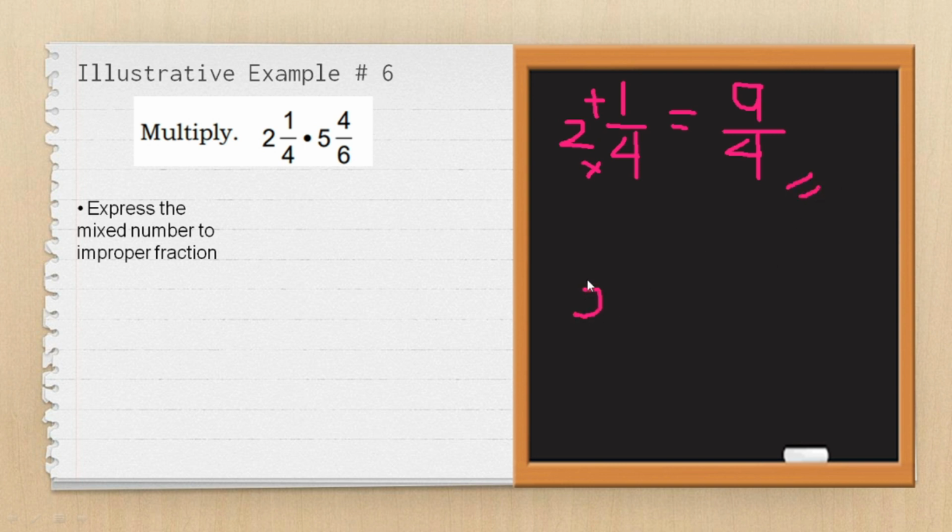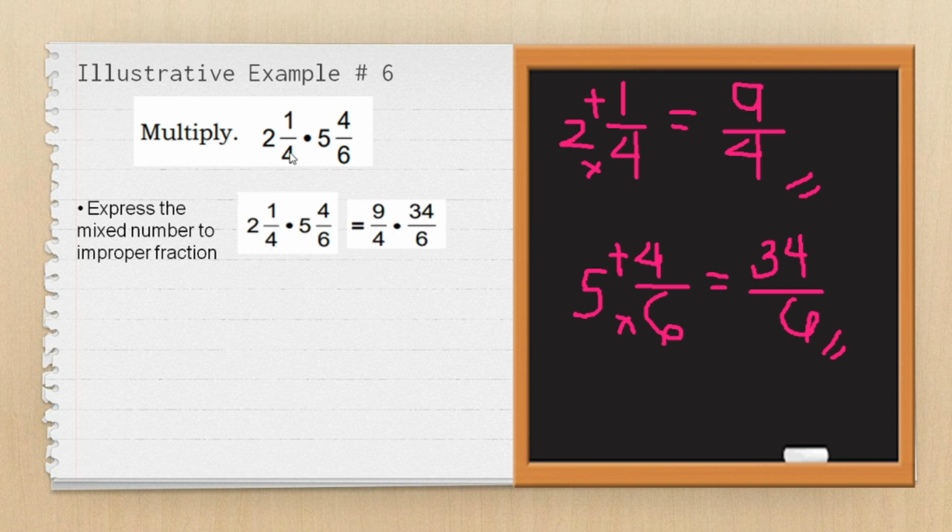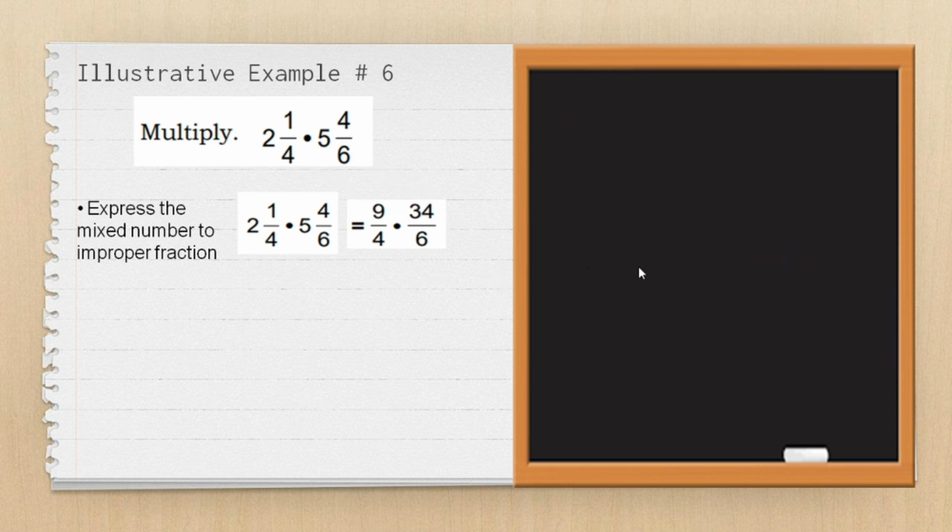Paano naman si 5 and 4 over 6? Ulit, anong gagawin natin? 6 times 5, tapos ipa-plus natin sa nasa taas. 6 times 5, that's 30, plus 4, that's 34. 34 over, kopyahin lang natin yung denominator, which is 6. Ibig sabihin, we have 9 over 4 and 34 over 6. Okay? Ngayon na na-express na natin yung mixed number to improper fraction, madali na natin siyang maimumultiply.